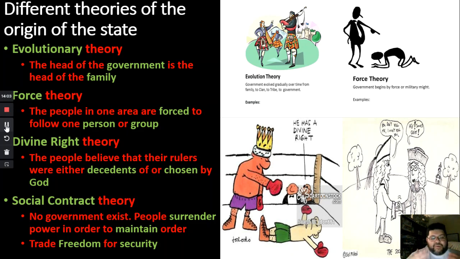And basically, what we do is we trade our freedoms for security. We basically tell each other, without telling each other, I won't kill you if you don't kill me. I won't take your stuff if you don't take my stuff. We're trading those freedoms for security, for our own safety. Okay.